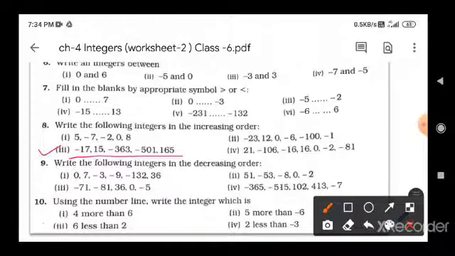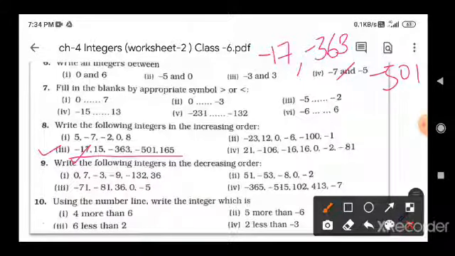This one. Here -17, 15, -363, -501 and 165. So children, as we know, we are writing from smaller to bigger. So negative numbers are always smaller. And in negative numbers you can see -17, -363 and the third one is -501. Now our purpose is to find out which of these three is the smallest. As I told, the bigger the number, the smaller it is with a negative sign. So I think -501 is the smallest one.